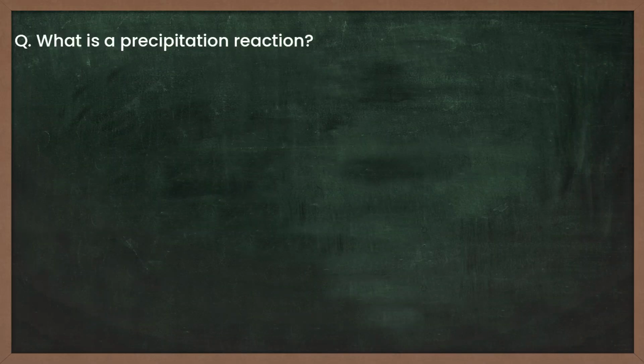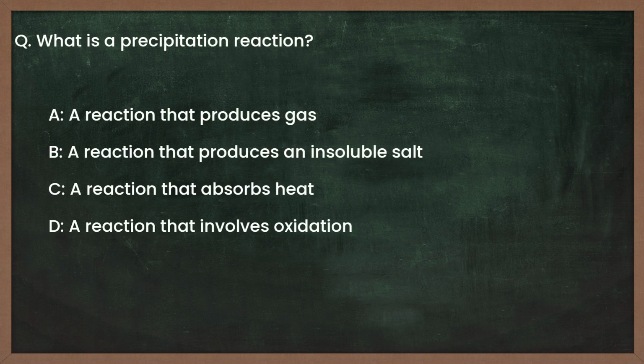Question: what is a precipitation reaction? Option A: a reaction that produces gas. Option B: a reaction that produces an insoluble salt. Option C: a reaction that absorbs heat. Option D: a reaction that involves oxidation. You have 5 seconds to answer the question.